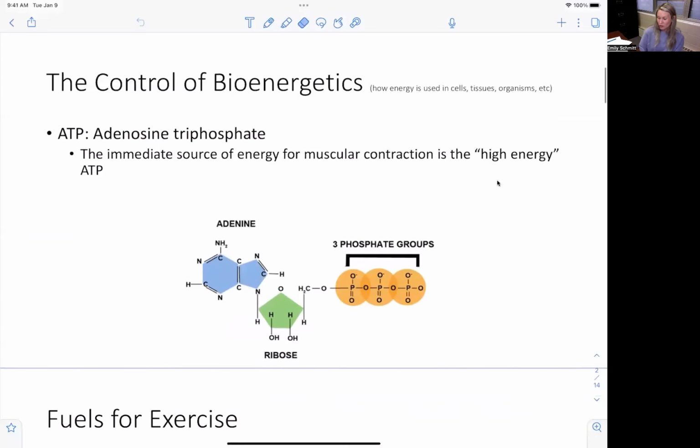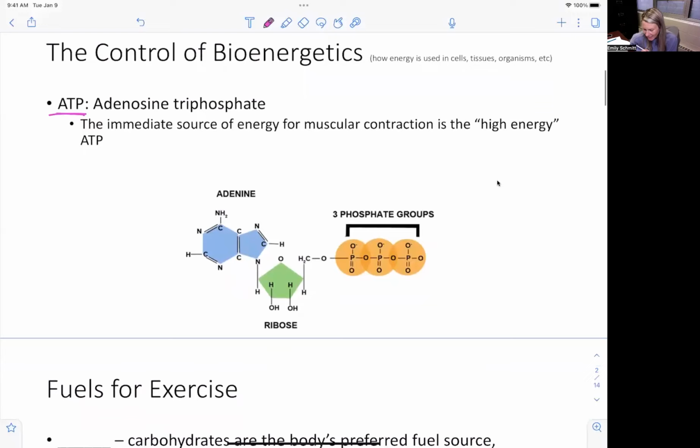But to start out, the control of bioenergetics, how energy is used in cells, tissues, organisms, we have ATP. And again, I think the video that you just watched, kind of the animated one, did a really good job, hopefully, of explaining what ATP is. And we know that this is an immediate source of energy for muscular contraction. That's the high energy ATP.